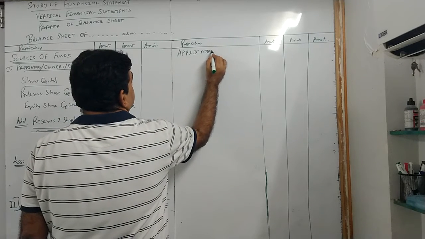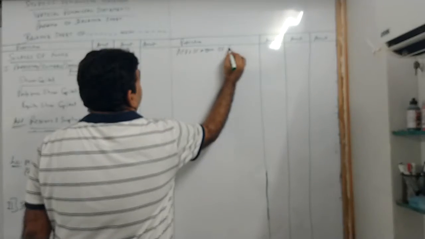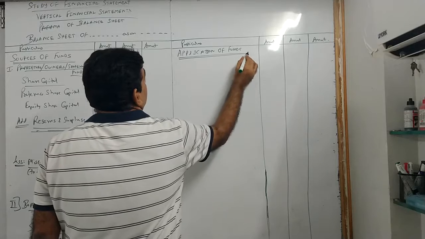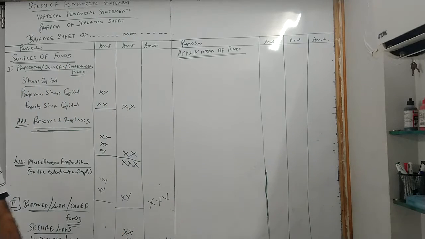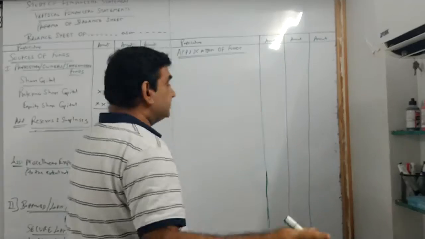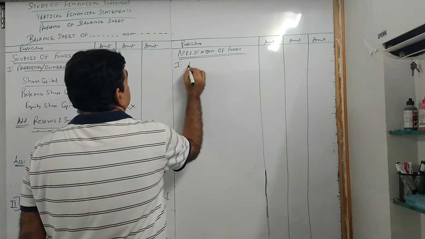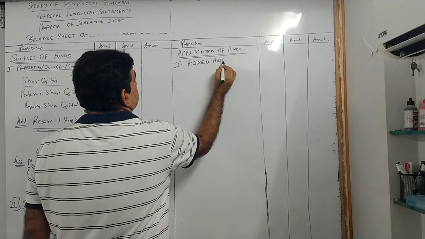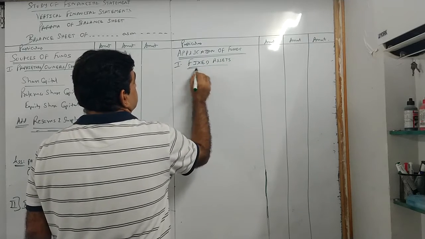Application of funds, that means where money is utilized. Three parts. First, fixed assets.